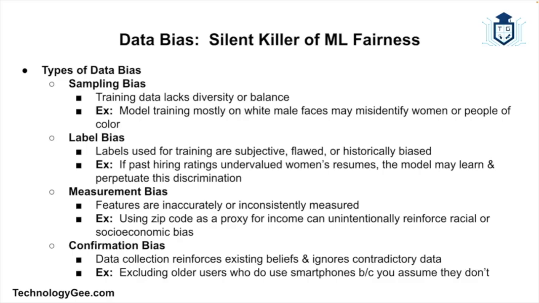Then we have what is called measurement bias. And this is when features are measured inaccurately or inconsistently. So an example of this would be using zip codes as a proxy for income, which can be misleading and discriminatory. Then you have what is called confirmation bias. And this is when data confirms a preconceived notion or hypothesis and ignores contradictory evidence. An example of this would be only including data that supports your prediction that older people don't use smartphones, when in fact many of them do.